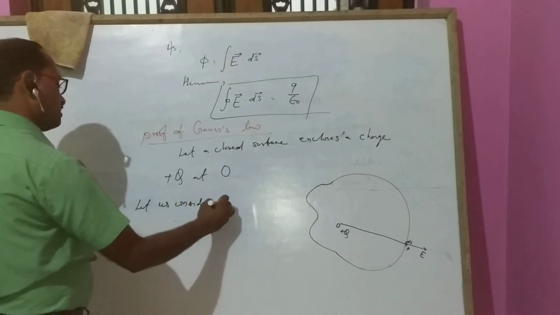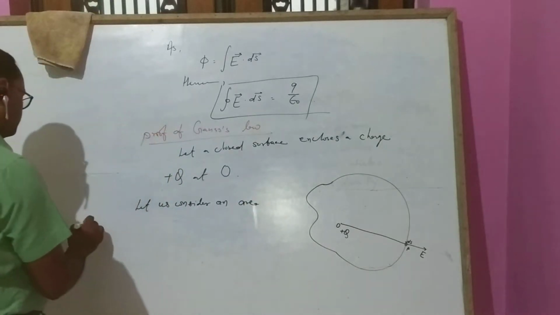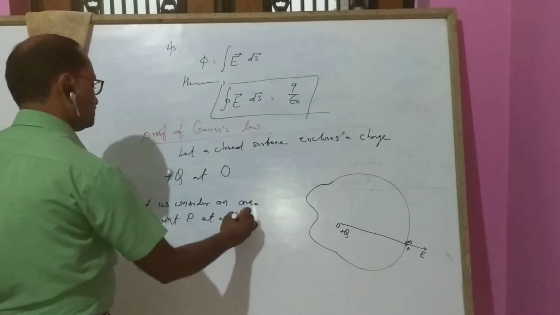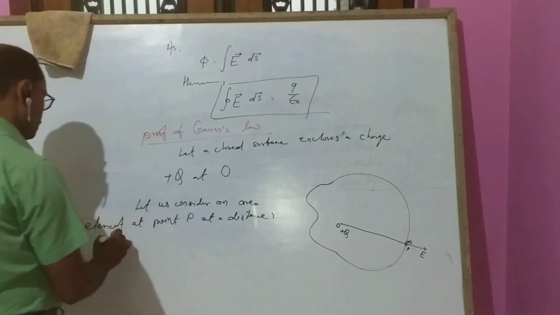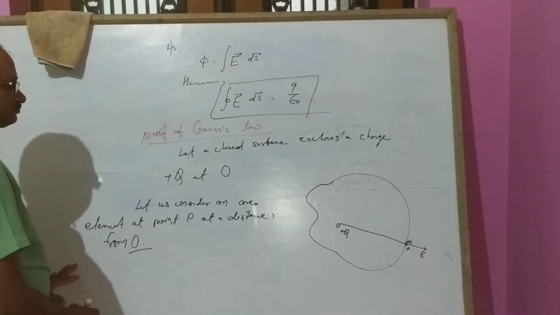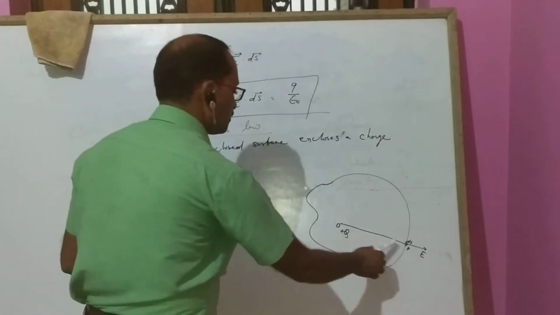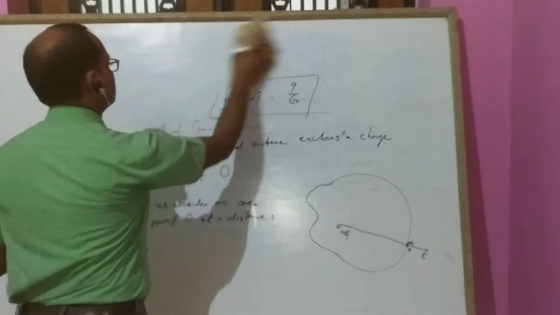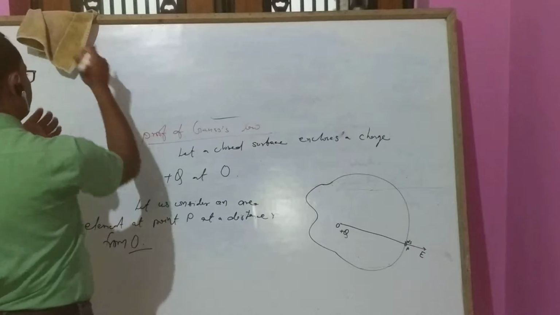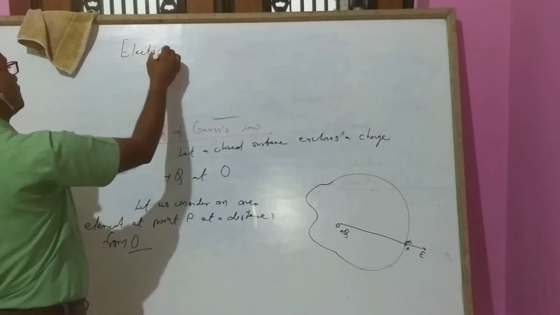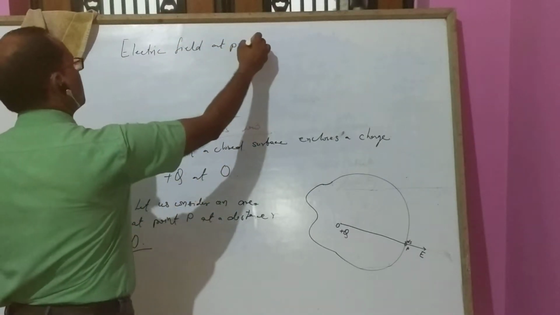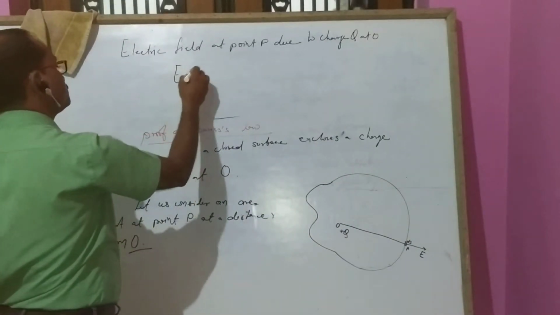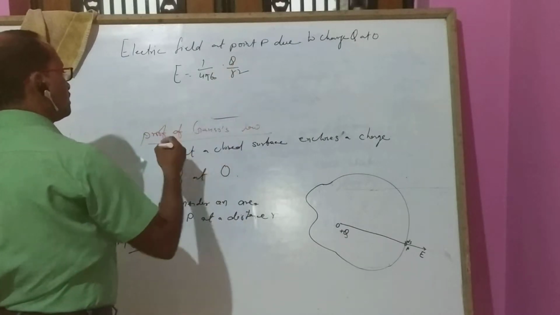Let us consider an area element at point P at a distance r from O. We know that the electric field at point P due to charge Q at O will be E equals 1 by 4 pi epsilon naught Q by r square.